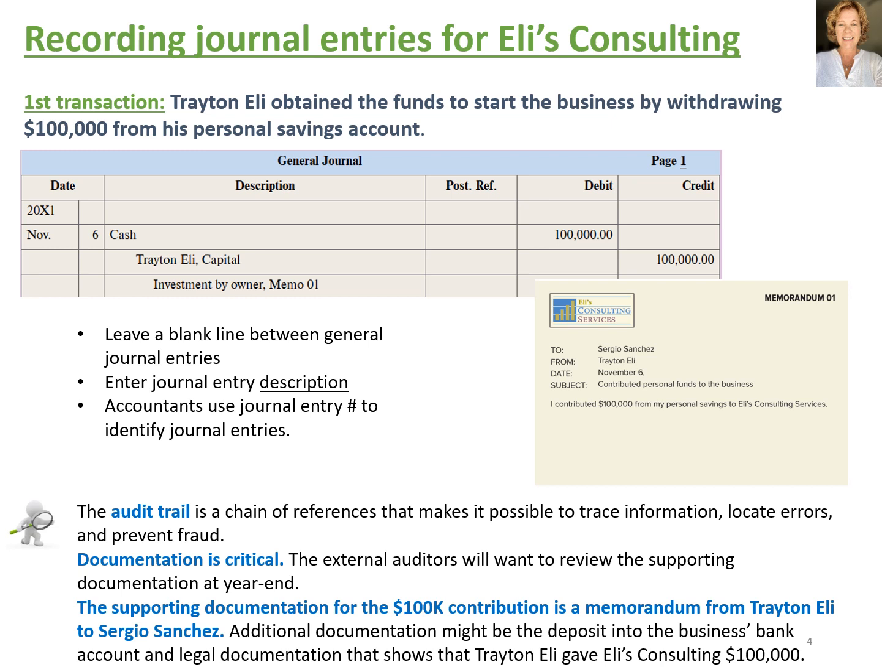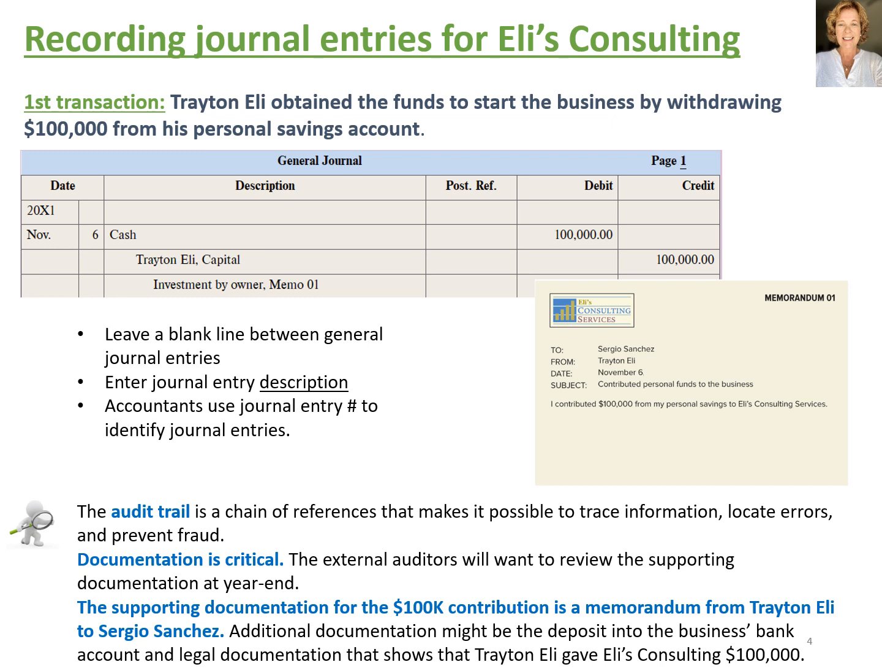We'll now record the journal entries for Eli's consulting step by step. For the first transaction, Trayton Eli obtained the funds to start the business by withdrawing $100,000 from his personal savings account. To start the journal entry, you'll leave a blank line between general journal entries, and some accountants use this blank line to number each journal entry.